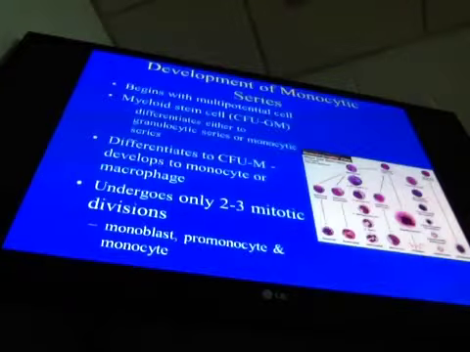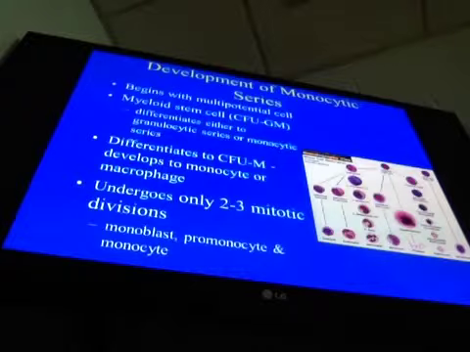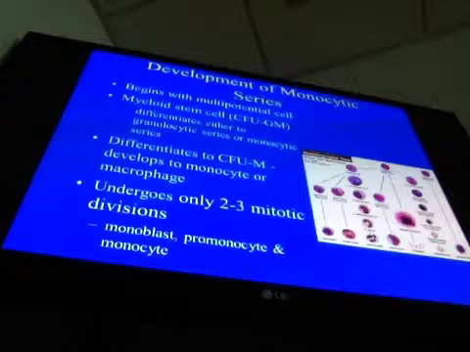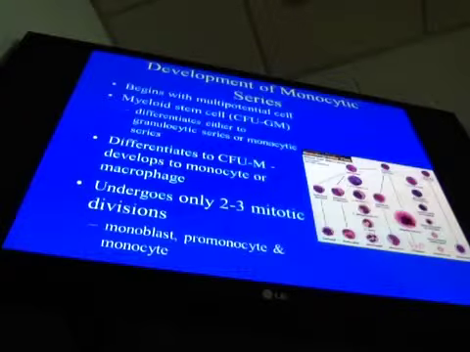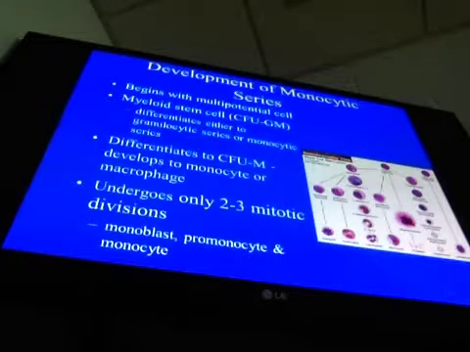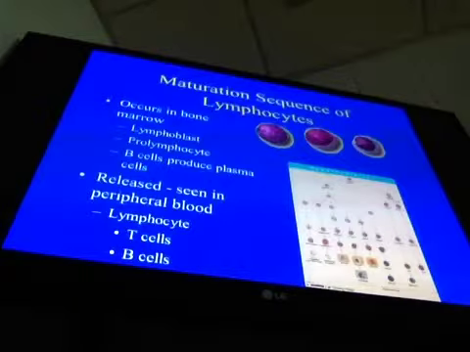So we begin with the multipotential cell, the myeloid stem cell, or the colony-forming unit for the granulocytic monocytic series. This particular myeloid stem cell can differentiate either to a granulocyte or a monocytic series cell. When it differentiates to the colony-forming unit for the monocyte, we, in the end, get a monocyte or a macrophage. Same cell, just a different site. So again, this undergoes only 2 to 3 mitotic divisions from monoblast to promonocyte to monocyte.